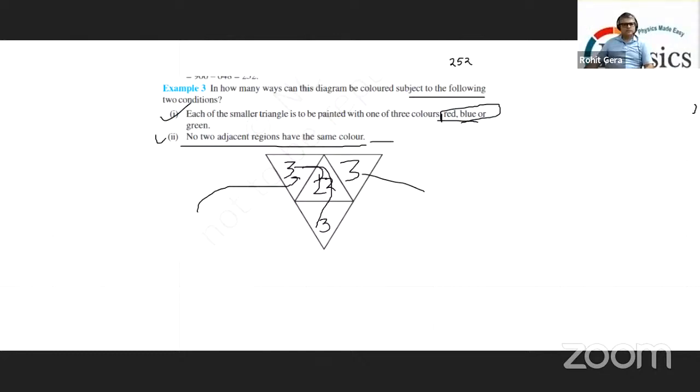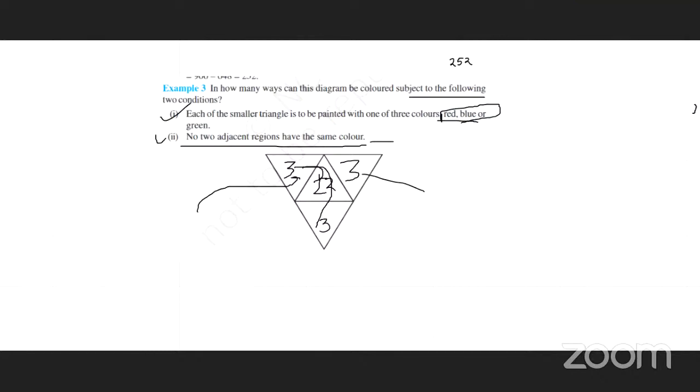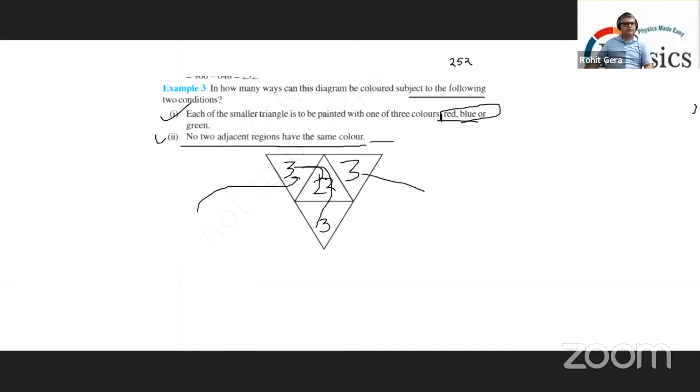So you paint the first triangle, right? First paint the central triangle. We've done reverse. Everything is adjacent. So use all 3 colors here and then use the balance 2 colors here.